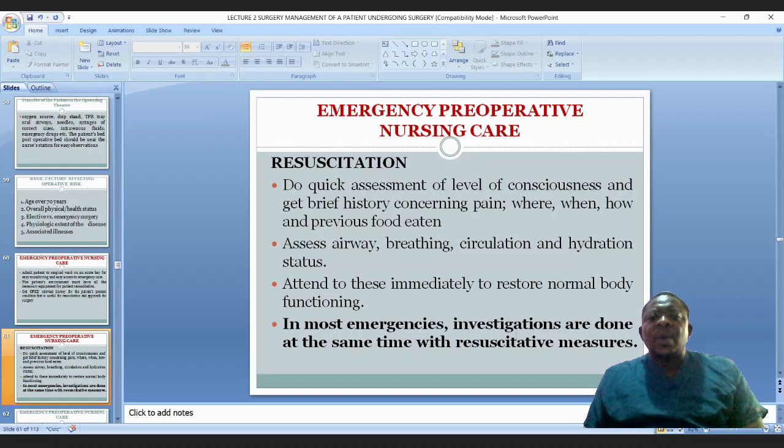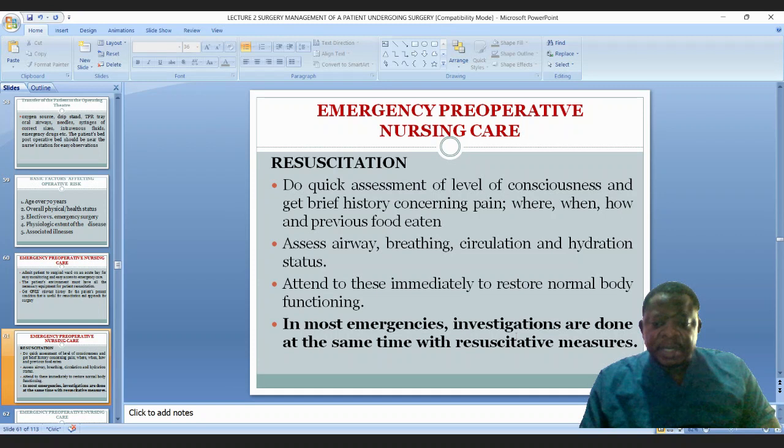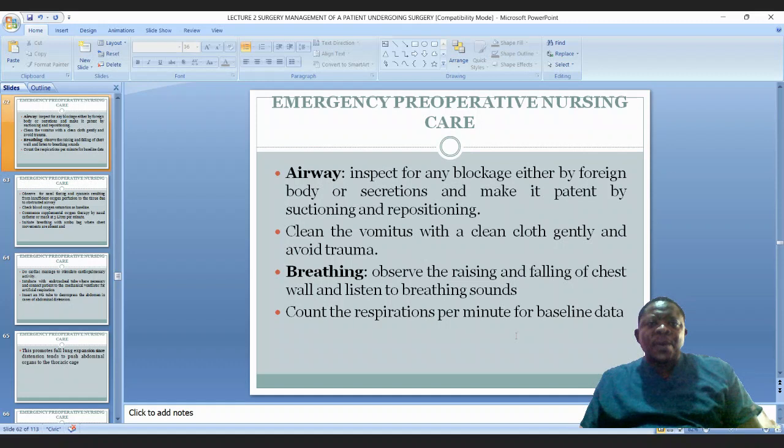So assess airway, breathing, circulation, and also the hydration status in an emergency situation. Resuscitation forms the priority of your framework in caring for the patient preoperatively. In most emergencies, investigations are done at the same time with the resuscitative measures. Okay, so let us add more to do with the airway.